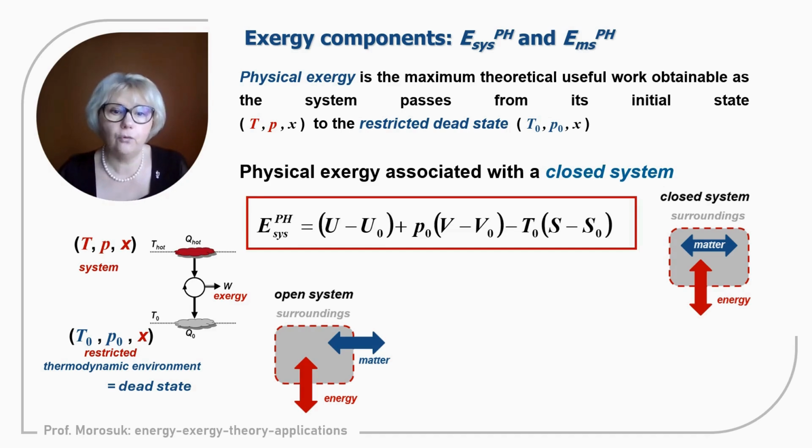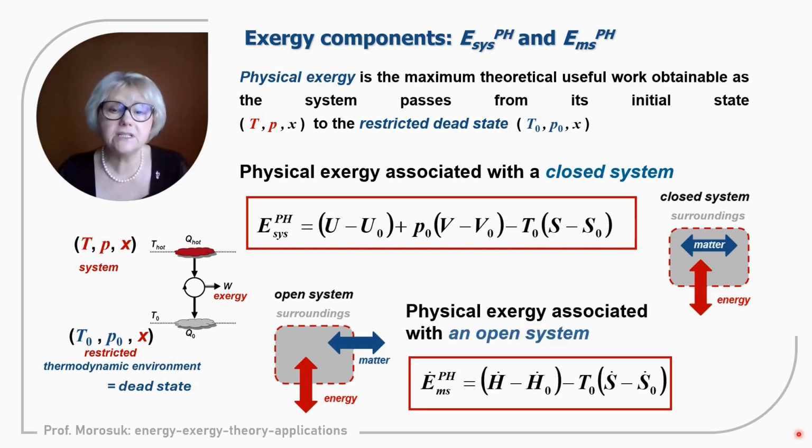The equation for the physical exergy associated with a closed system is the difference in internal energy between the system and the thermodynamic environment, plus the volume of the system multiplied by the pressure of the thermodynamic environment, minus the temperature of the thermodynamic environment multiplied by the difference in entropy between system and environment.